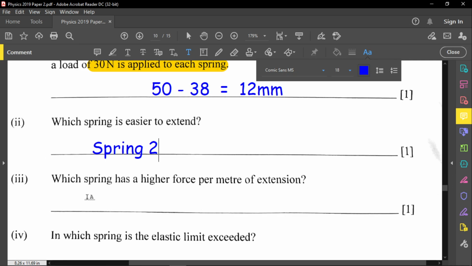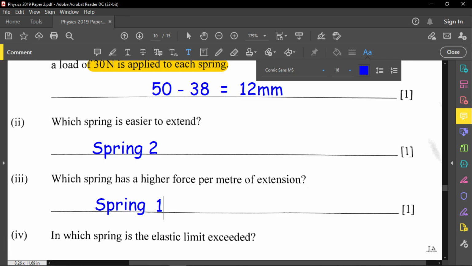Great. Now we say which spring has a higher force per meter of extension. So greater force per meter of extension means that it is more difficult to extend, because for every meter of extension it requires a greater force. That's what they're actually saying. So spring 1 is harder to extend. That's the next way to say it. Which one is harder to extend or to create a difference in length? And that is spring 1. Yes, spring 1 is difficult.